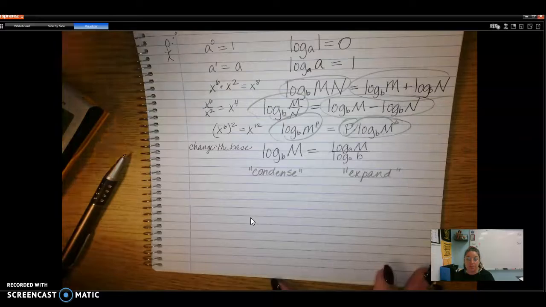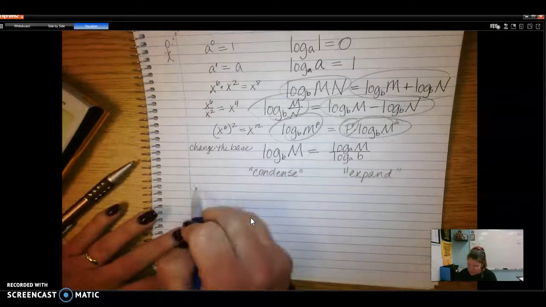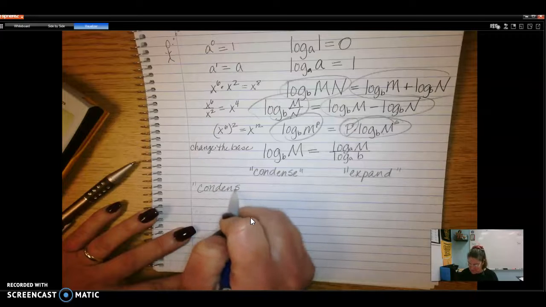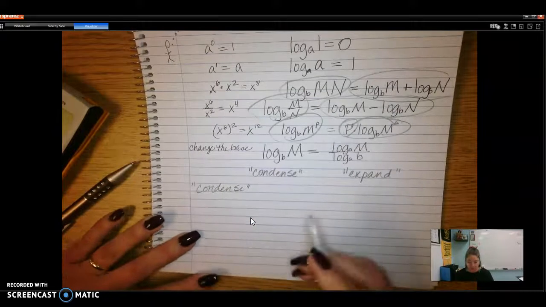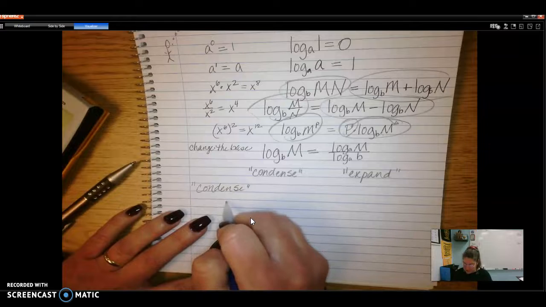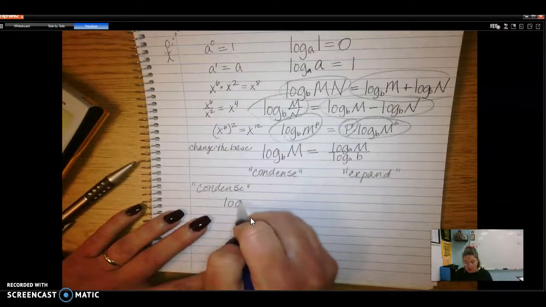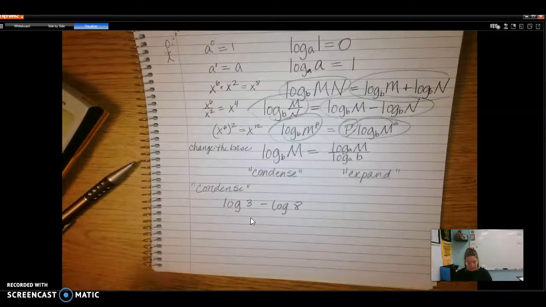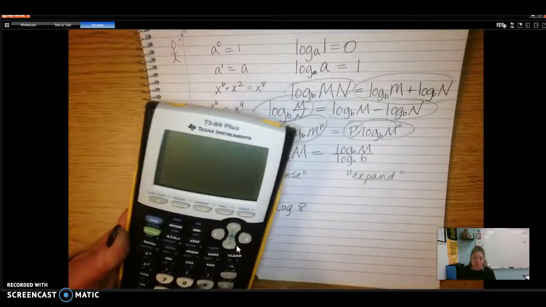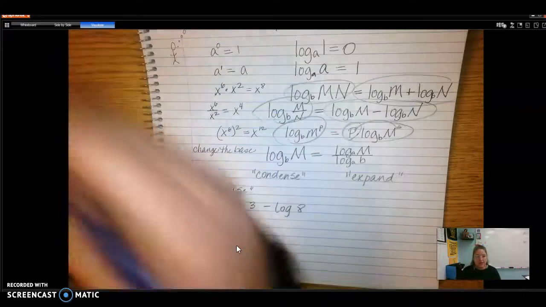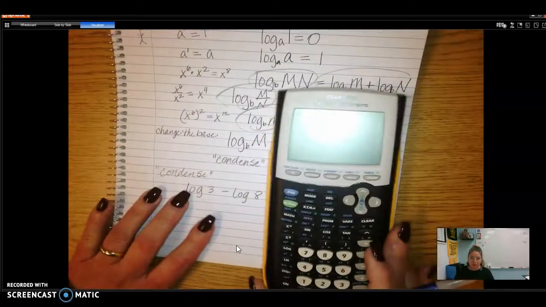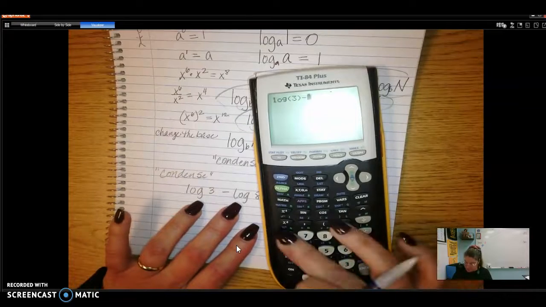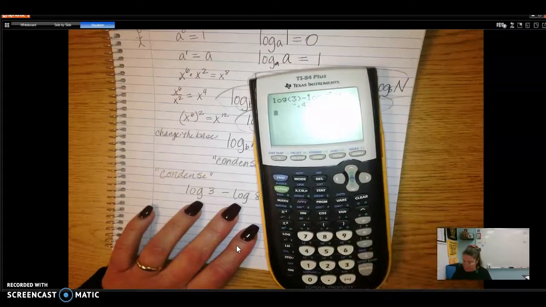So let me show you an example really quick of how some of those work. The directions for the 3 examples that we're going to do actually say condense. So we're going to condense these logs. The first example I want to do is this one: the log of 3 minus the log of 8. Before I do that with you, I want to show you that I promise I'm not making this up. So I'm going to type into my calculator the log of 3, and I'm going to subtract the log of 8, and I get this decimal.